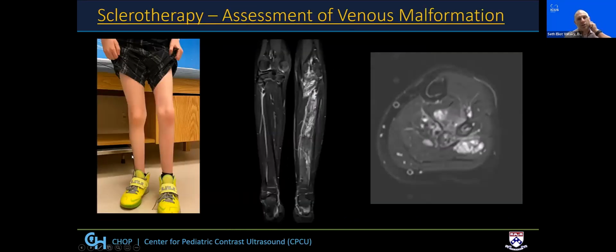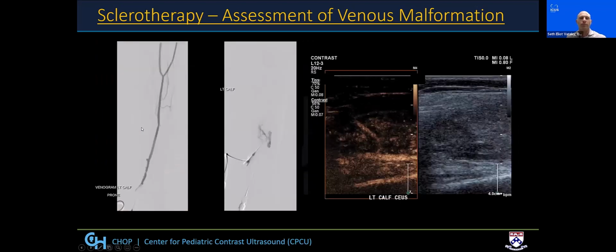So contrast-enhanced ultrasound can provide a helpful adjunct in the treatment of patients with vascular malformations. This was a 12-year-old male with lower extremity vascular malformation. You can see the extensive multi-compartmental T2 hyperintensities within the leg, both superficially and a muscular component. And this was thought to be a primarily venous malformation.